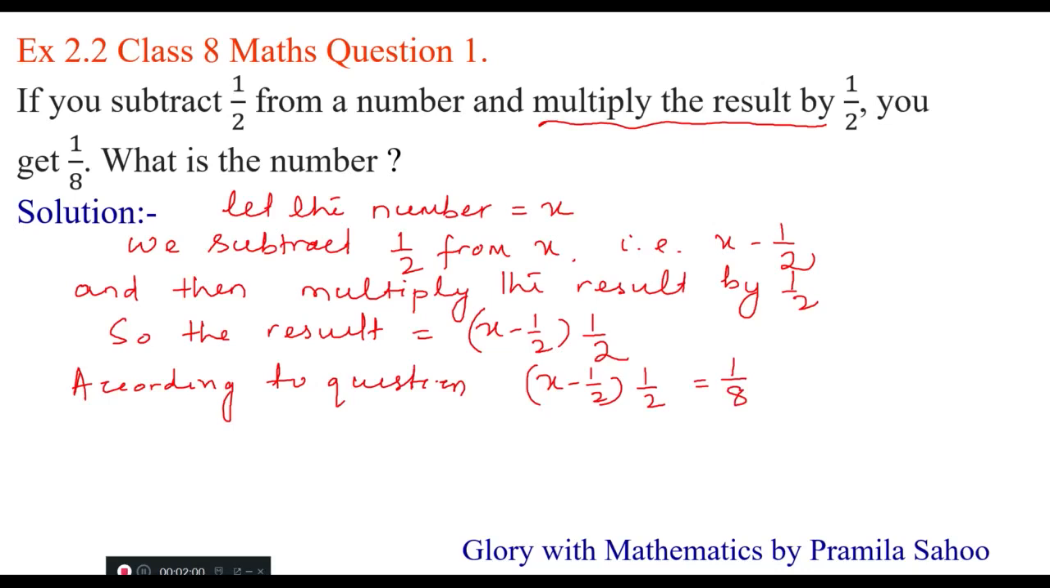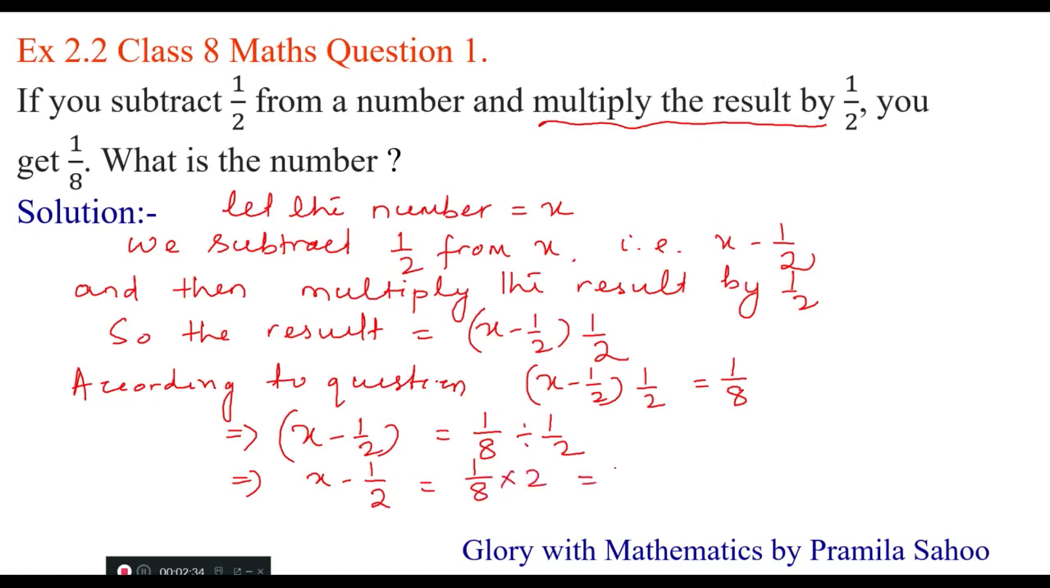So, here we get a linear equation in one variable. Then we have to solve it. First you simplify. Here 1 by 2 is multiplied on the left hand side, so if we transpose it to the right hand side, then 1 by 8 divided by 1 by 2. So x minus 1 by 2 is equal to 1 by 8 multiplied with 2.